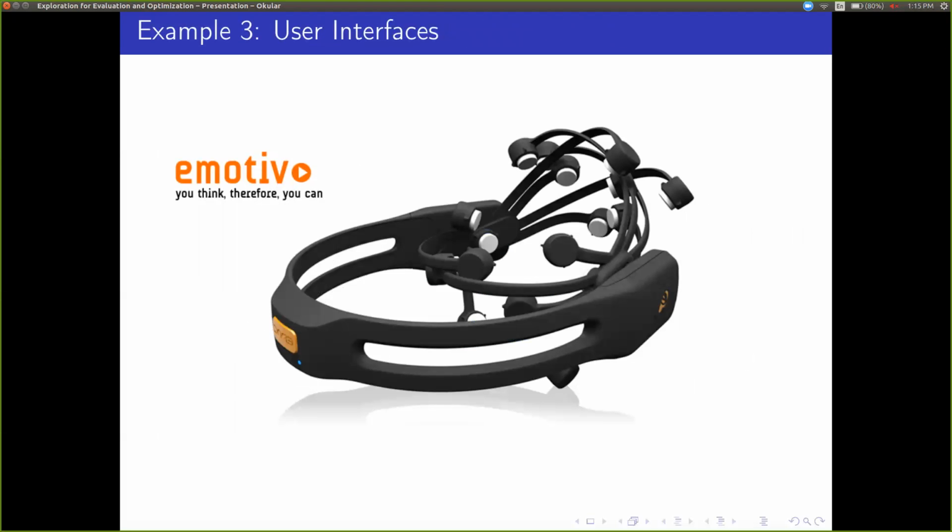Okay, so the last category that I want to talk about is user interfaces. There's a demo I saw inside of Microsoft, which is really fun, where somebody put one of these things on their head, and then they trained it using contextual bandits, which I'm going to be talking about, so they could type with their head. So somebody who is completely paralyzed could type. And that seems pretty cool.